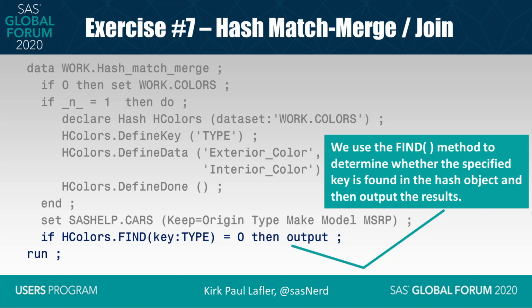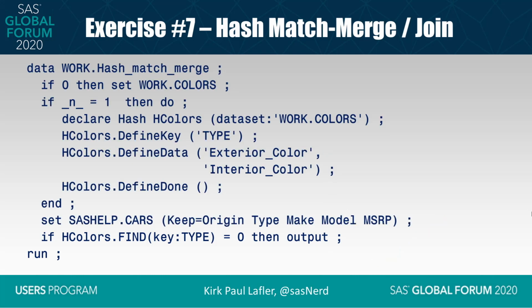And then finally, we're going to use the find method to determine whether the specified key is found in the hash object, and then output the results to the data set that we created on the data statement. So if hcolors.find, the key is the type variable, equals 0, then output. Now that output is the output statement. We're going to see a little later, we're going to use the output method.